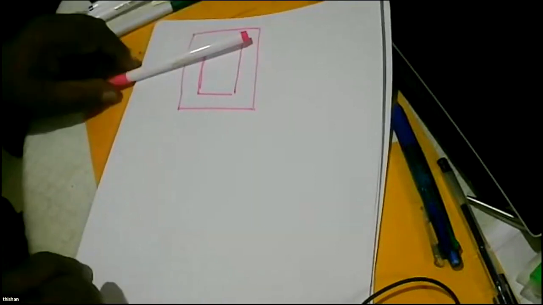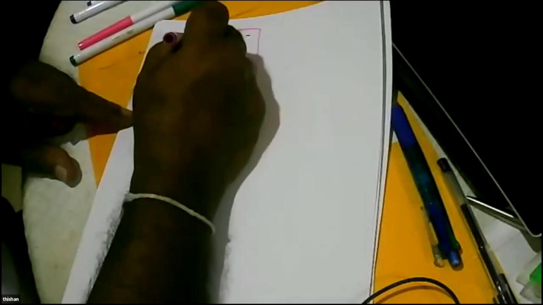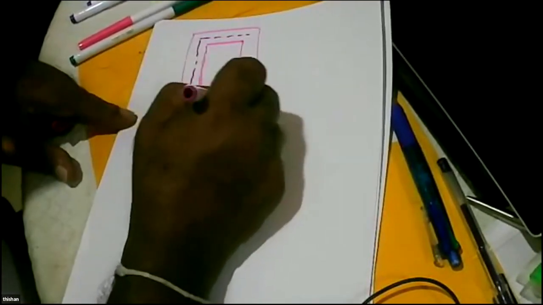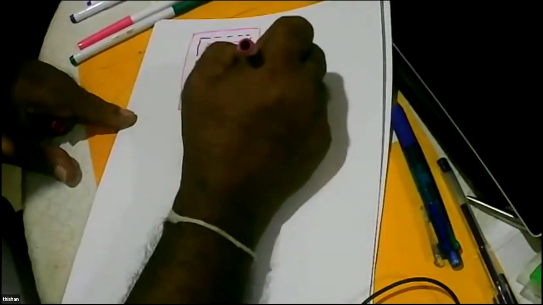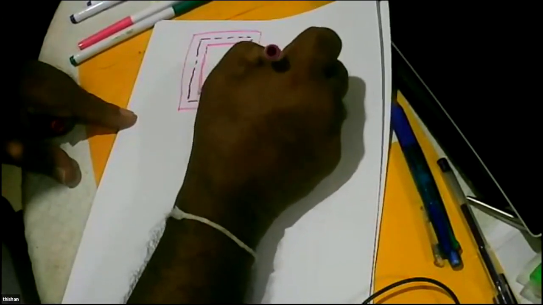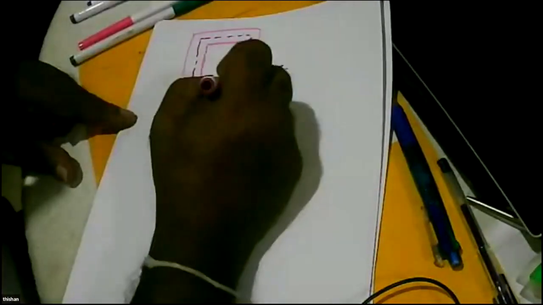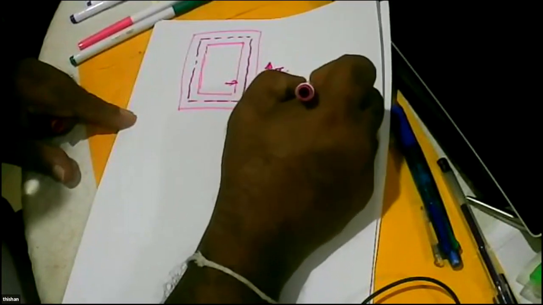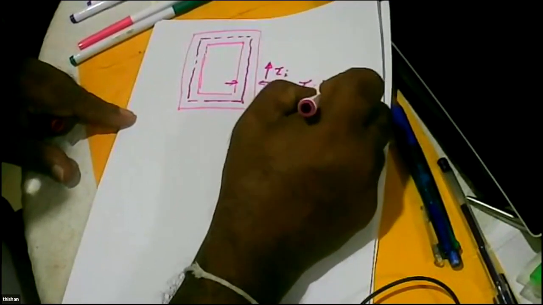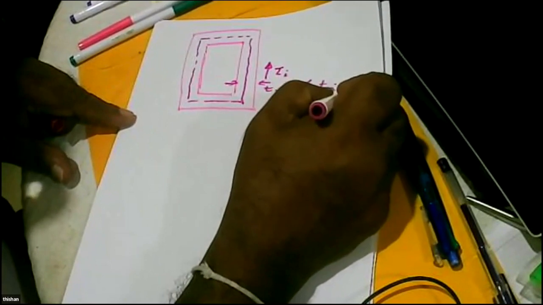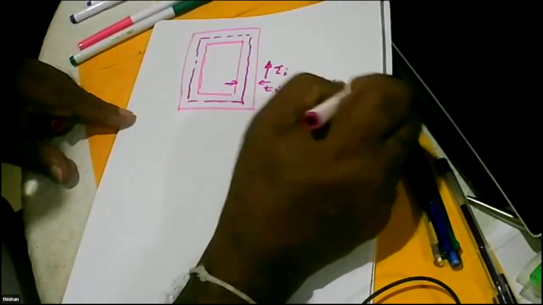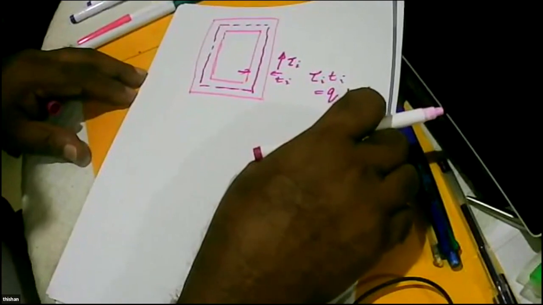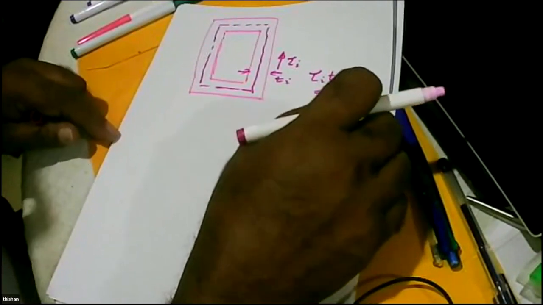This is the diagram, and this is the center line. Torsional shear stress is tau I, and this is uniform thickness, so Ti. Tau I Ti is equal to Q in kilonewtons per meter, or newtons per millimeter.